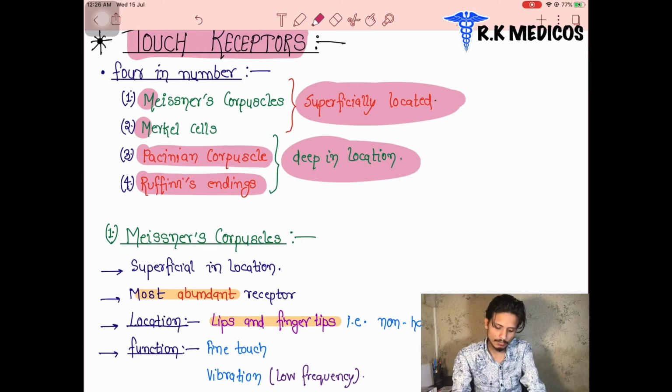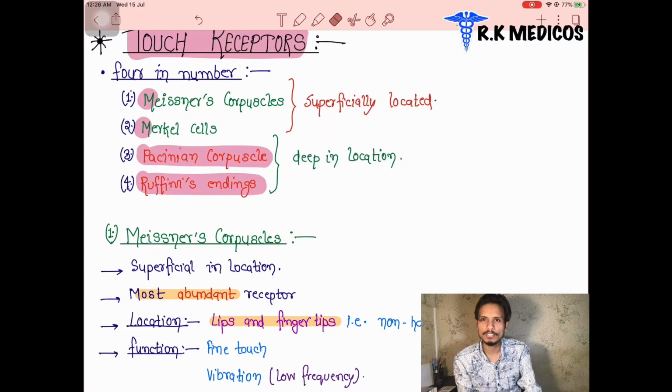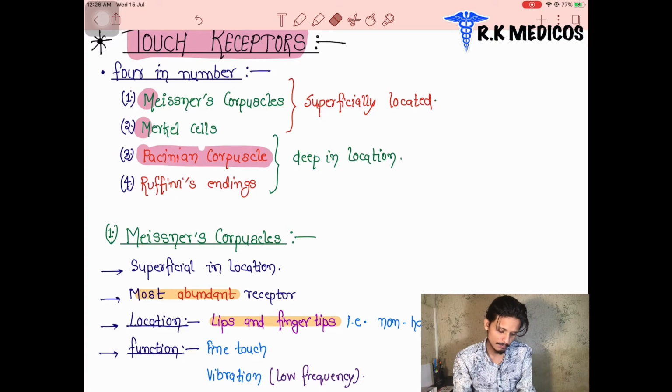So we can say, what are the superficial receptors of touch? They are the Merkel's and Meissner's corpuscles. And what are the deep ones? The deep ones are the Pacinian and Ruffini corpuscles. We have to memorize it.